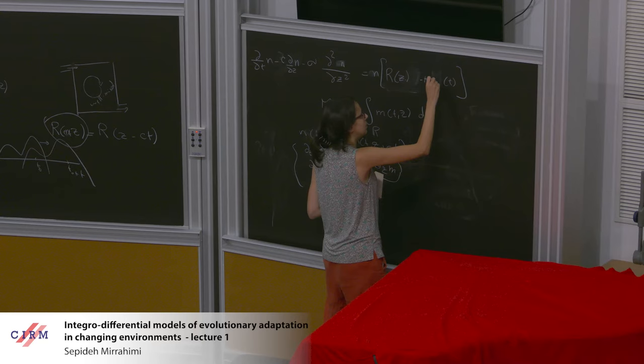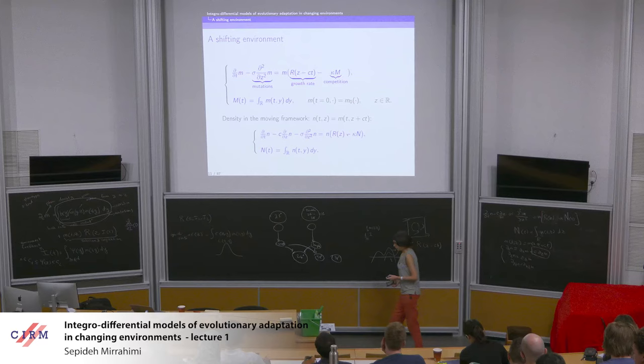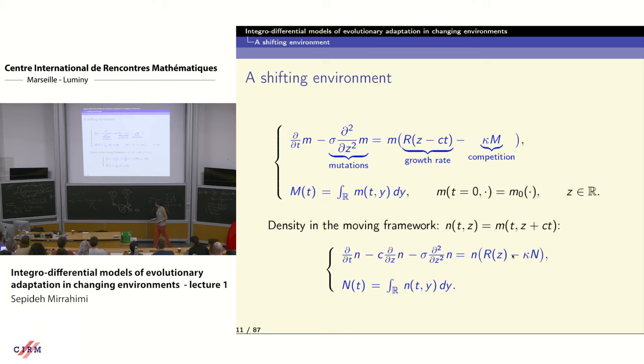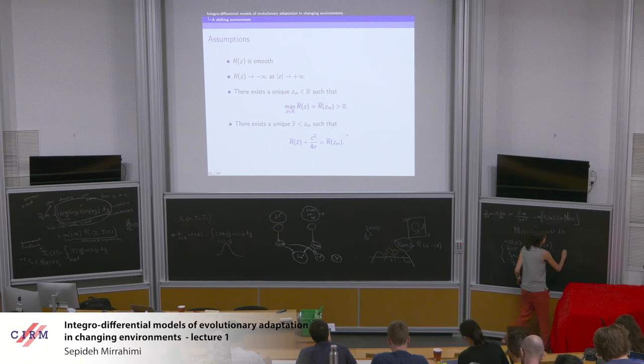And capital N is the size of the population. Okay? So, from now on, we will concentrate on this equation, which is nicer. Okay? And what are the assumptions? We will assume that R is a smooth function that goes to minus infinity at infinity. We also assume that it is bounded from above and its maximum is attained at a unique point. Okay? So there exists a unique maximum point Zm such that R takes its maximum here.